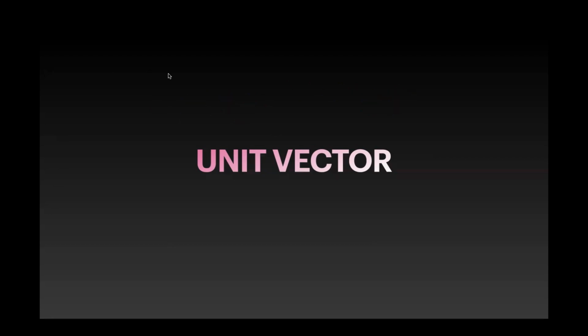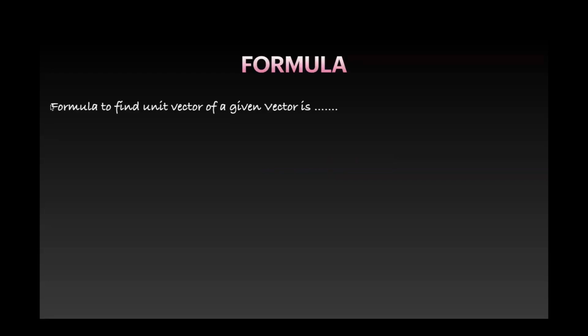Now, there is a formula to find the unit vector of a given vector. Instead of directly giving you the formula, I will teach you the logic. Let us take a random vector 3i cap plus 4j cap. Let us say this is the given vector. Now, find out the magnitude of this vector first.